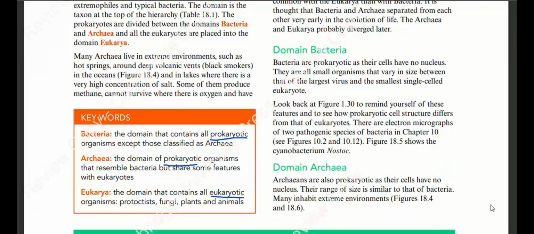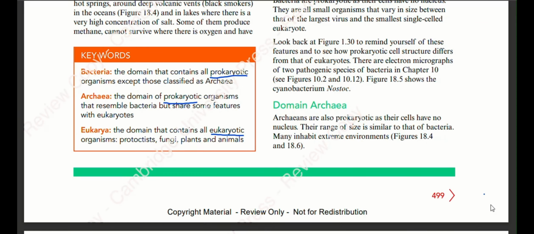We have three main domains, and when we say domain, it means the highest taxonomic rank. It means the living organisms have been divided into three biggest groups, which we are calling domains. So it's the highest taxonomic rank in the hierarchical classification. And these three domains are bacteria, archaea, and eukarya.